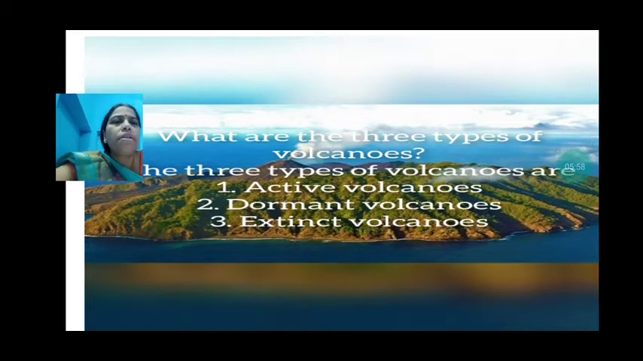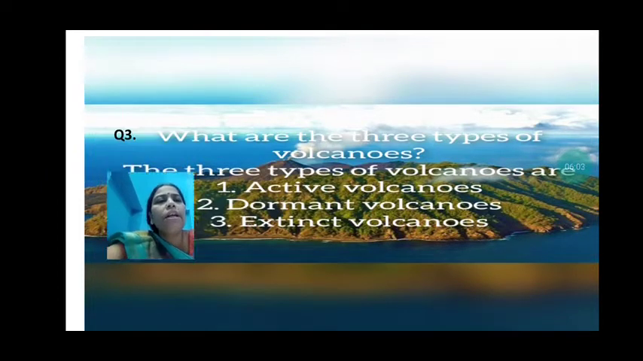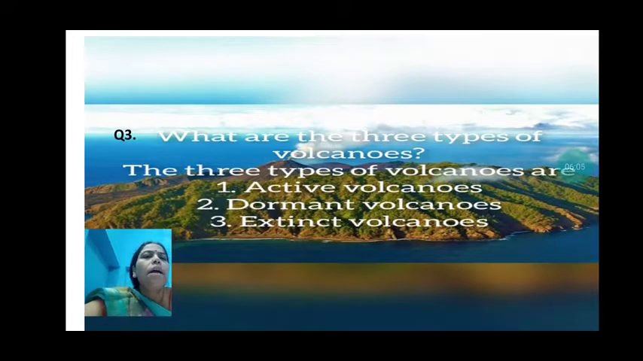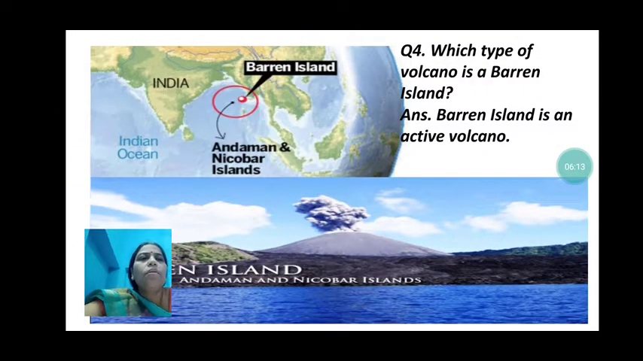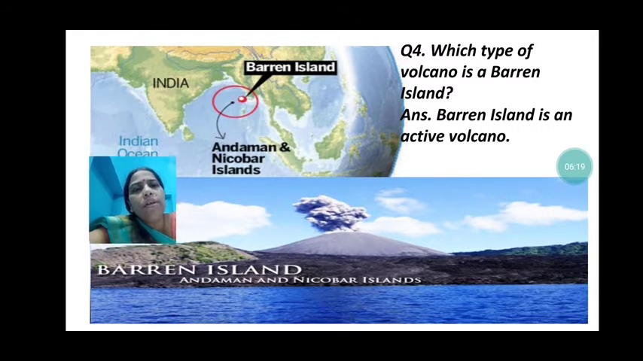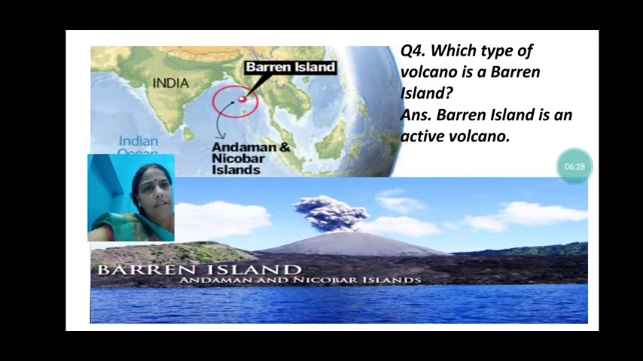So the question, if it is what are the three types of volcanoes, then we can say that the three types of volcanoes are active volcanoes, dormant volcanoes, and the third one is the extinct volcanoes. Now, which type of volcano is Barren Island? So we should know first, where is Barren Island? Barren Island is in the Andaman and Nicobar Islands. Okay. And so Barren Island is an active volcano.